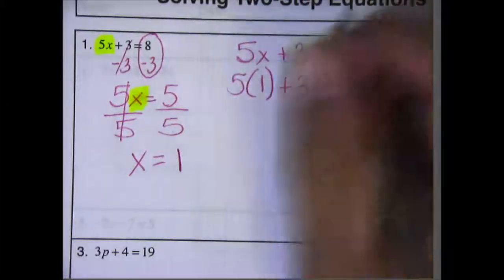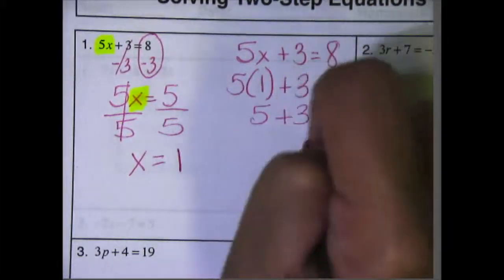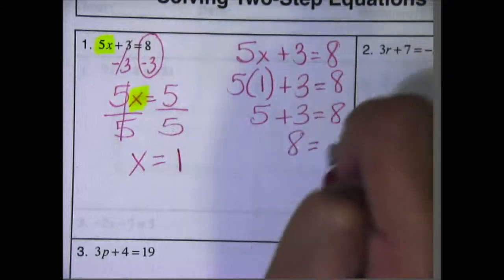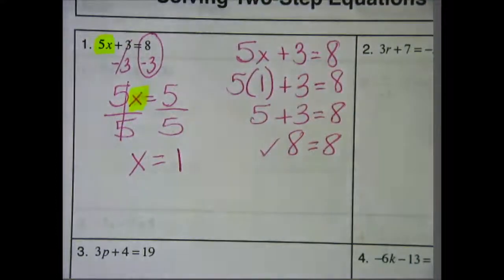Just like last week, we can check our answers by substituting 1 for x. 5 times 1 is 5, plus 3 equals 8. 5 plus 3 equals 8, so we know that we got the correct answer. Let's move to number 2.